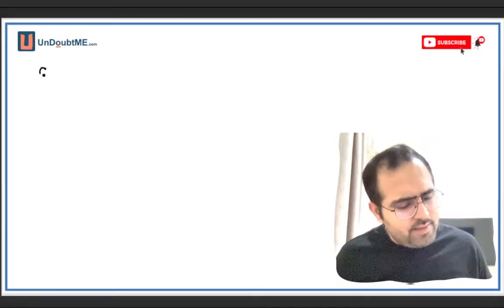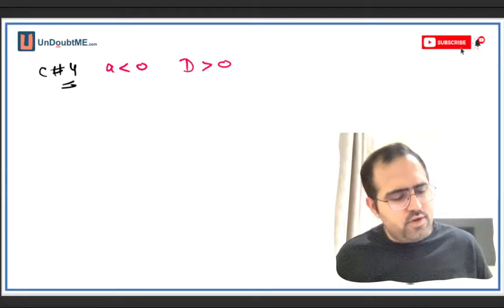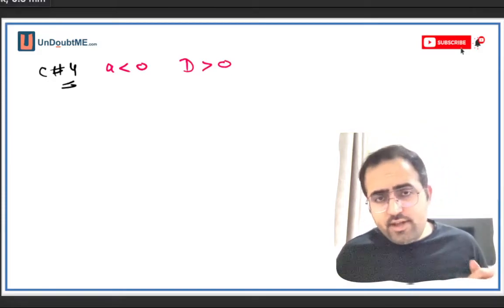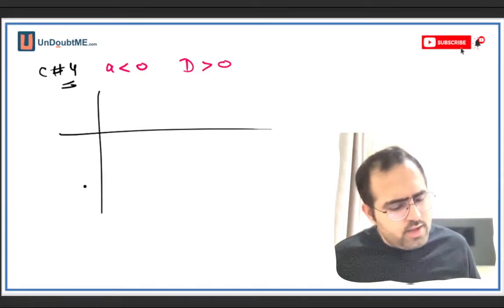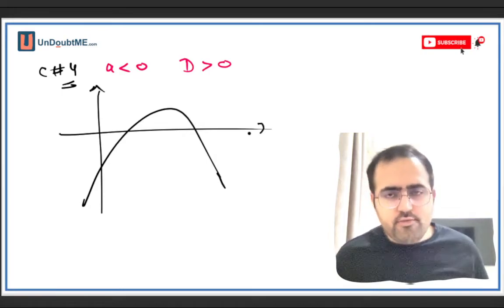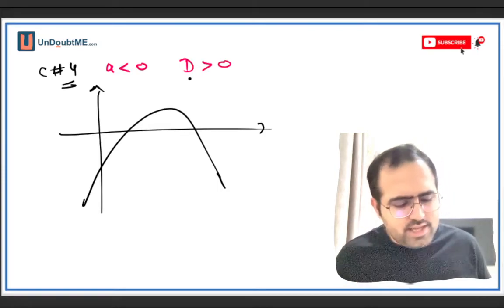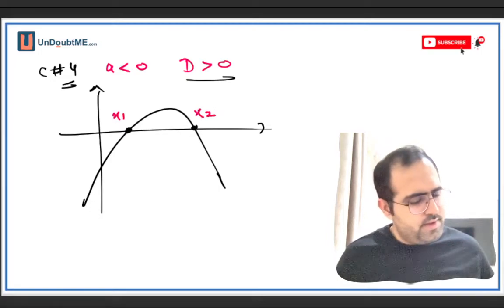Now case number 4 is a case of a negative and d positive. Go to case number 1 and replicate it exactly. If a is negative, the graph will be a downward parabola and it will be drawn somewhat like this. That is the difference. Because a is negative, it is a downward parabola, and because d is positive, it will have 2 distinct values of x, which I can write as x1 and x2.